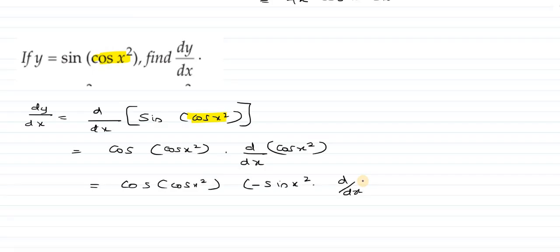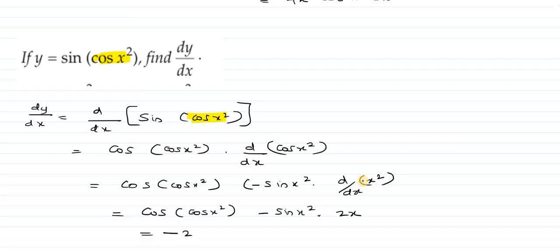Then again I have to differentiate what? Angle. Angle is x square. So cos of cos x square, minus sin x square. Differentiation of x square is 2x. So it is minus 2x sin x square cos of cos x square. So you are able to identify each term, right? Any difficulty? If there is, please tell me, because this is the beginning. Okay. If you are able to do it, it's good.